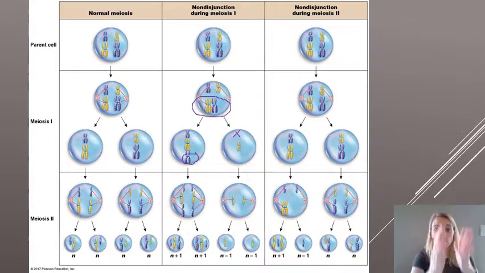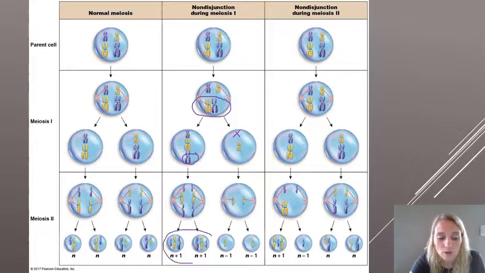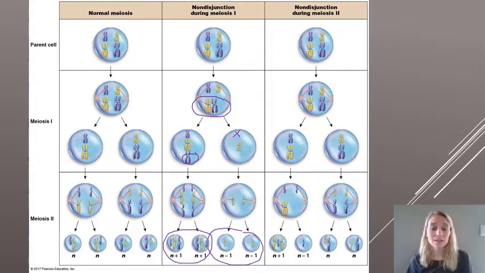Then if they continue and finish up meiosis 2, take a look at your daughter cells. Half the cells have one too many chromosomes, and half the cells have one too few chromosomes. Now these are the products of meiosis, egg and sperm. So these could be an egg, these could be a sperm, and if they get fertilized with another normal egg or sperm, then we're going to have an abnormal number of chromosomes.